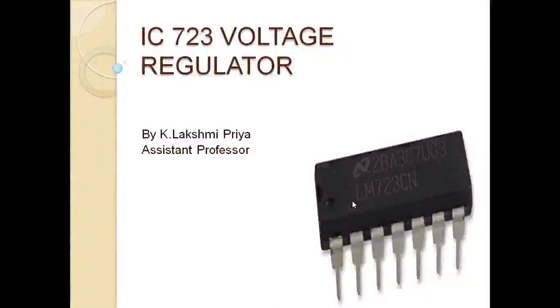In this presentation, we are going to discuss the working of the IC 723 voltage regulator. Before coming to the voltage regulator, let us start with the power supply. We know that the power source is available in the form of AC, and it is converted into DC using a rectifier circuit.